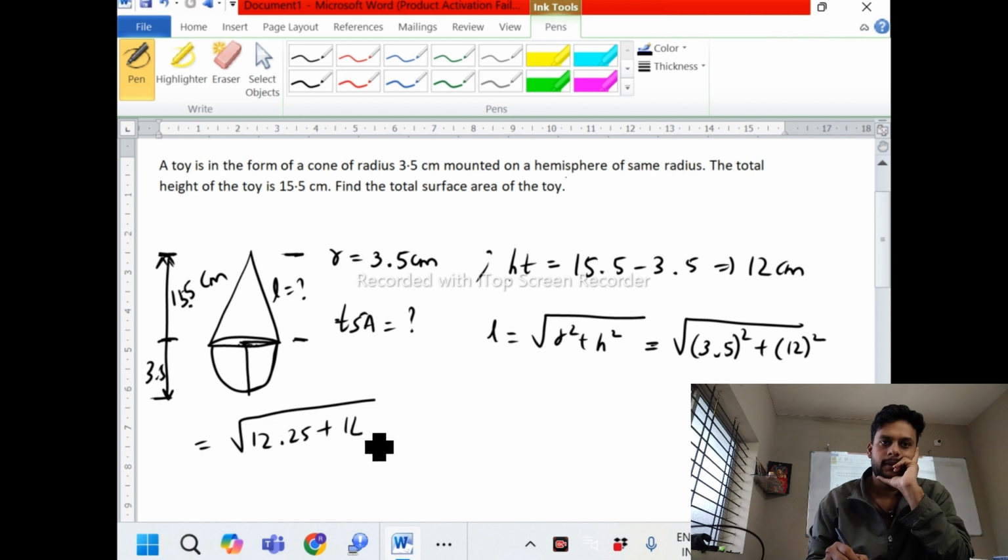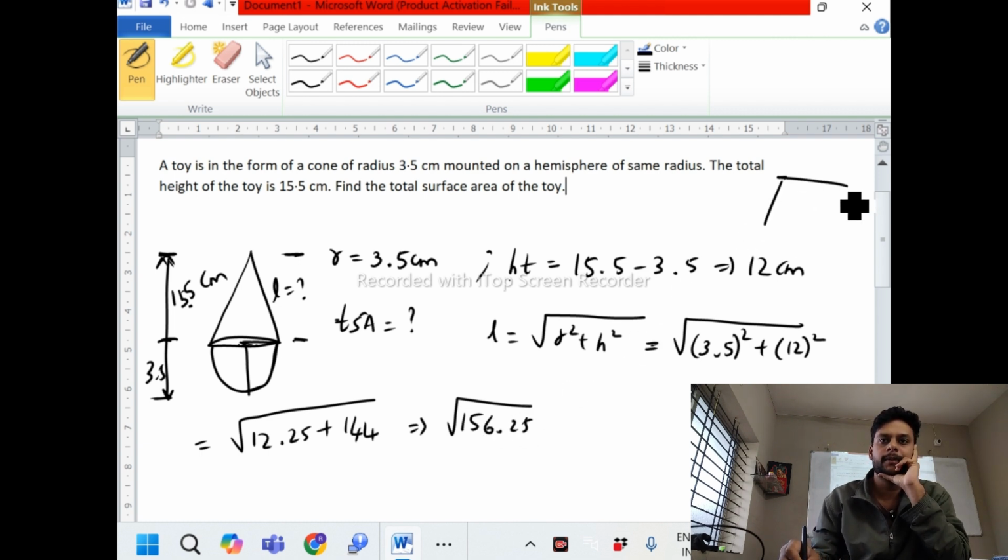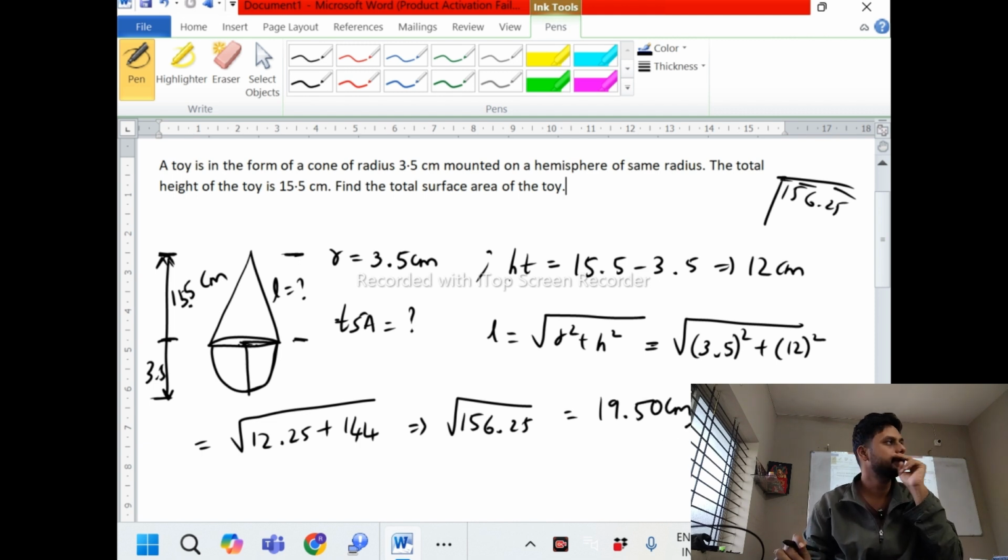plus 12 square, 144. If you add this, you will get 156.25, and then the square root of 156.25. Yesterday I showed this: remember 156.25, from the last, one digit. By the long division method, you will get the answer 19.50 centimeter. Any doubts?